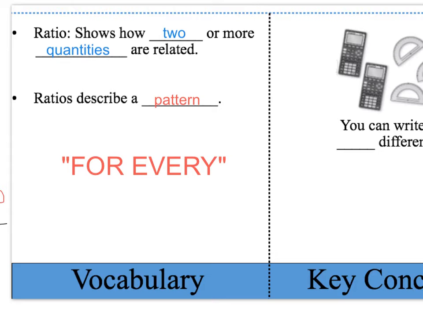You could also say, for every 2 chocolate bars, there are 5 gummy bears. Once again, you're comparing two different items, two different quantities.